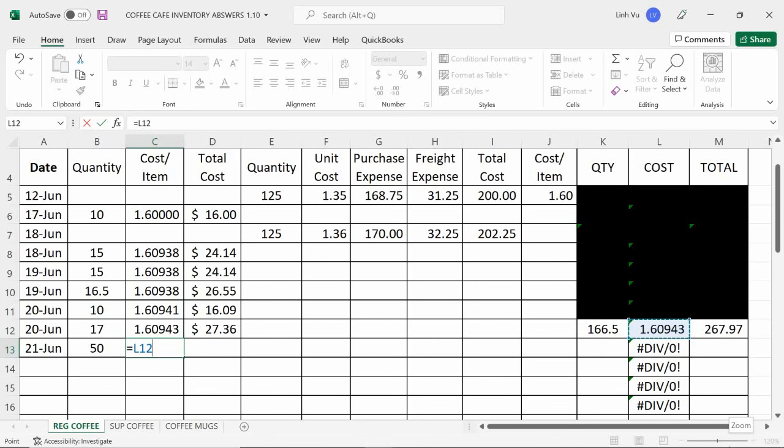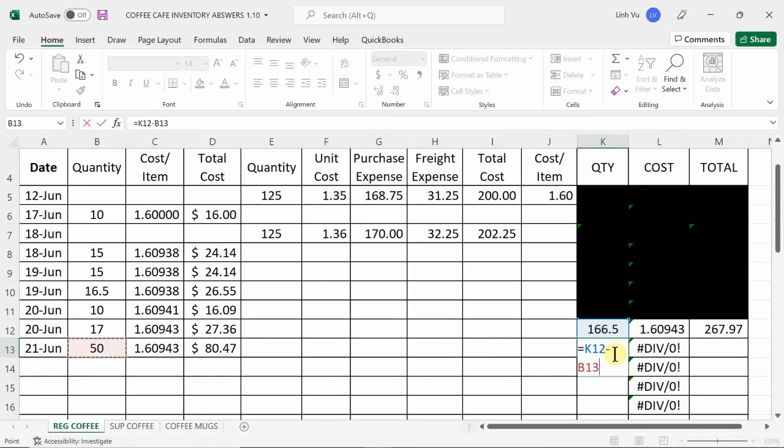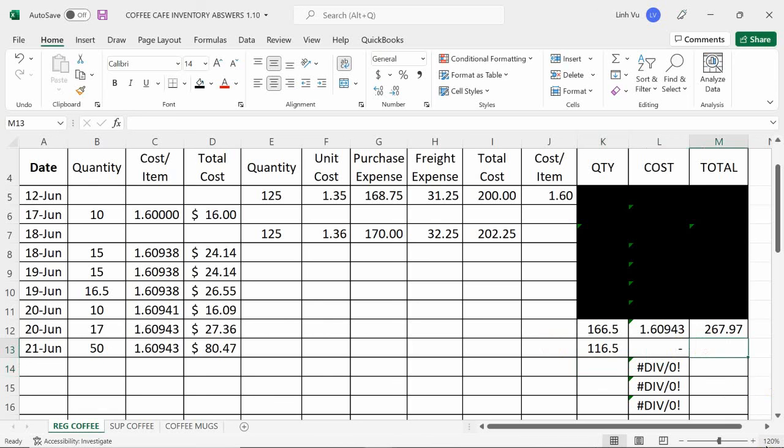I got $80.47. So in this case, this is a big purchase. Okay, so that means we need to adjust our inventory because we no longer have 166.5 pounds left, right? We sold 50 of them, so we're only left with 116.5 pounds. You can't sell half a pound to a customer, so, right?